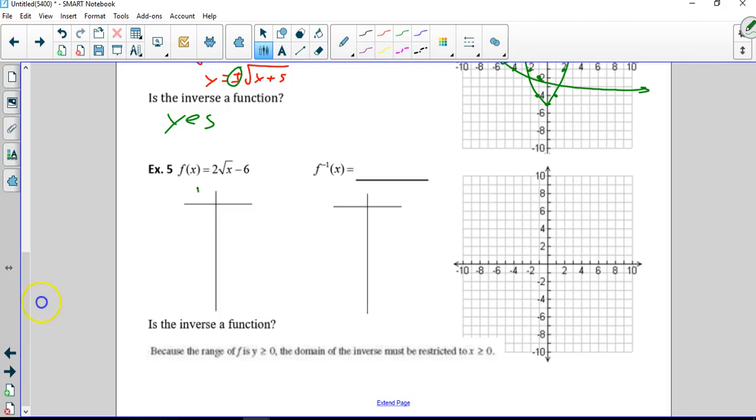Okay, so now we're doing a table. So we're going to pick some numbers for x. Remember, we want to pick numbers. We can't pick negatives, because there's no square root of a negative. So we're going to do 0, we're going to do 4, 9, 16, even though it's off the chart. So the square root of 0 is 0, times 2 is 0, -6. Square root of 4 is 2, times 2 is 4, -6 is -2. Square root of 9 is 3, times 2 is 6, -6 is 0. And square root of 16 is 4, times 2 is 8, -6 is 2.